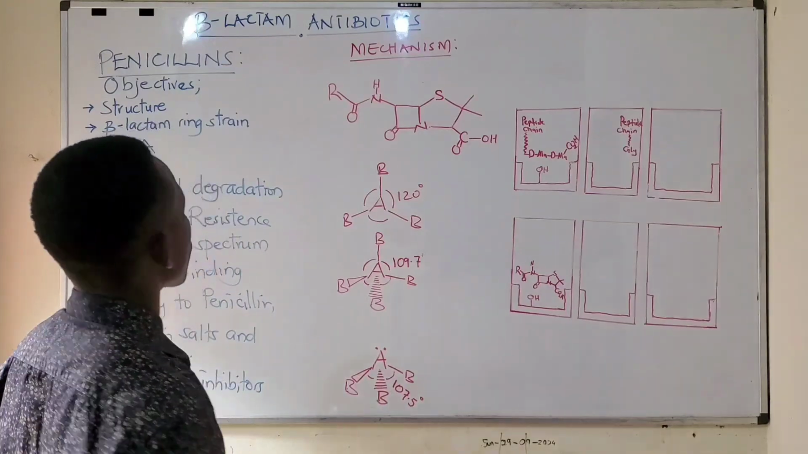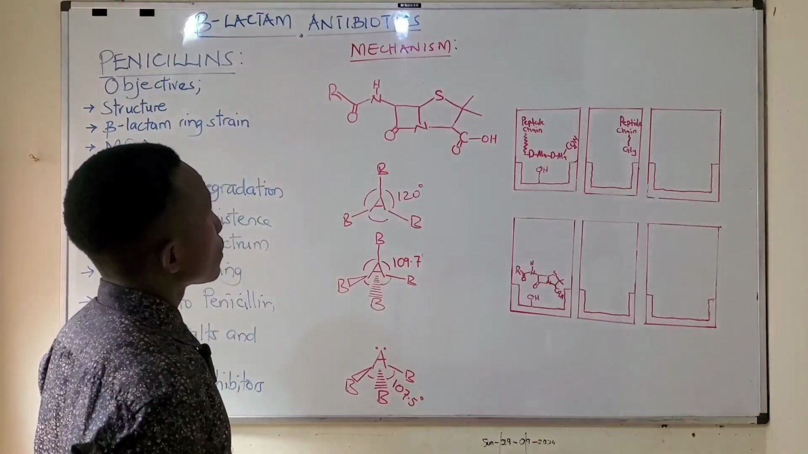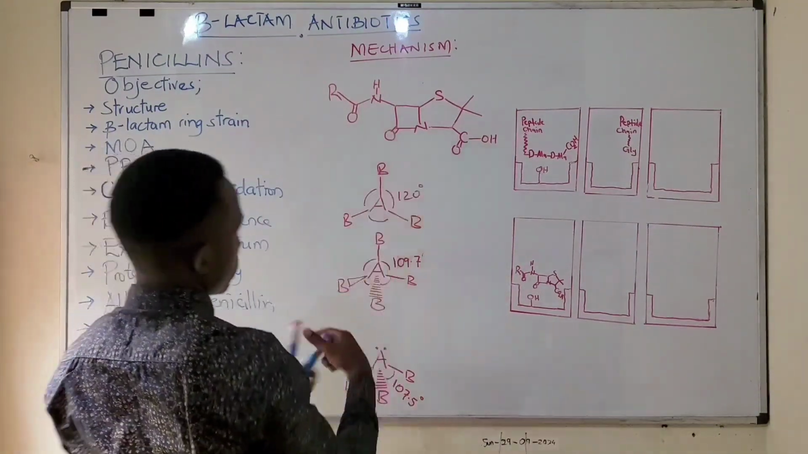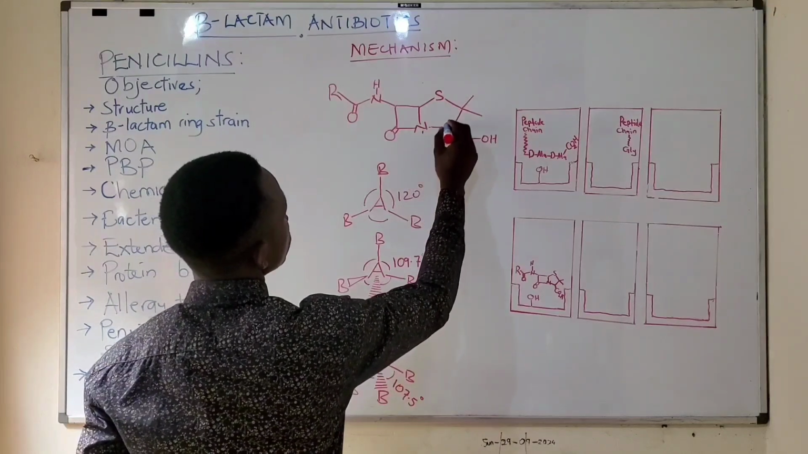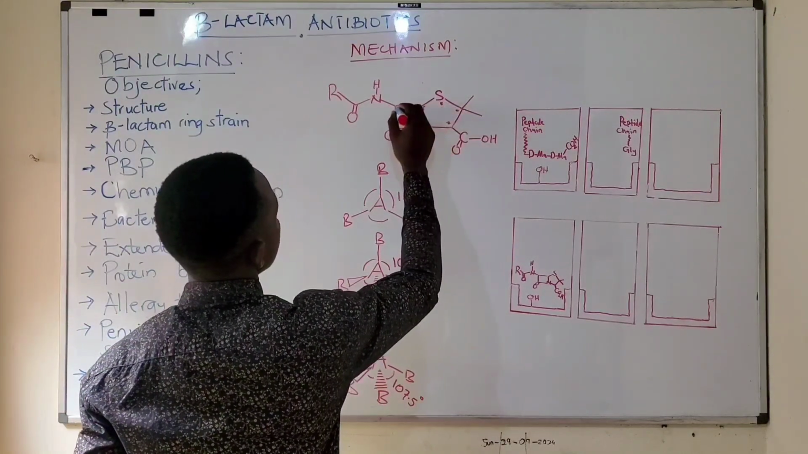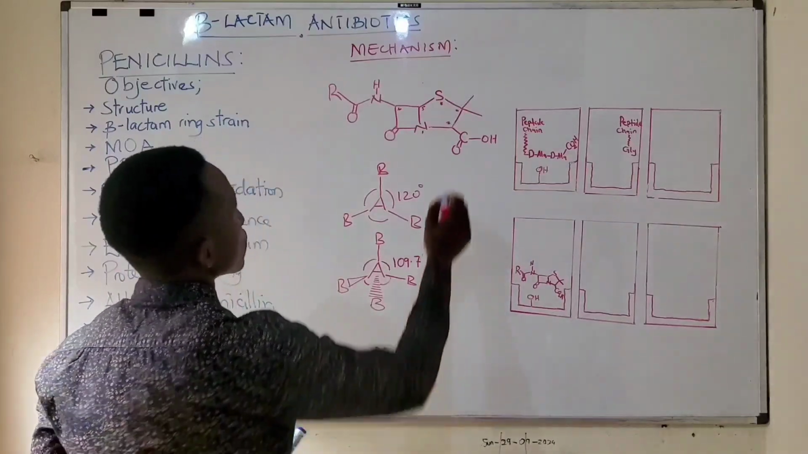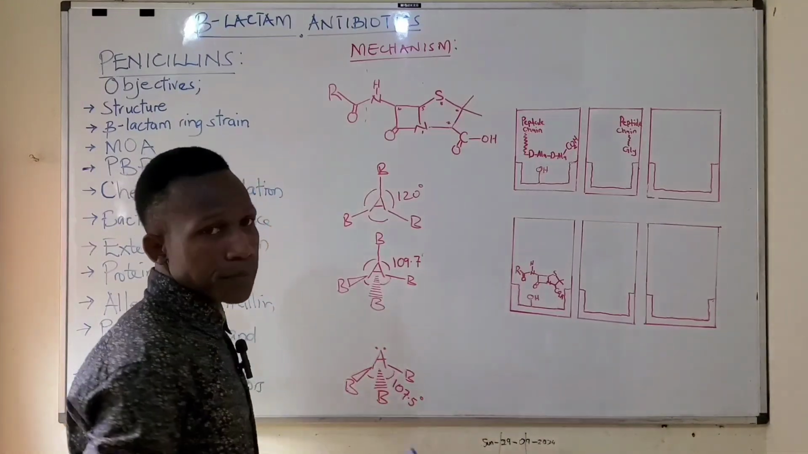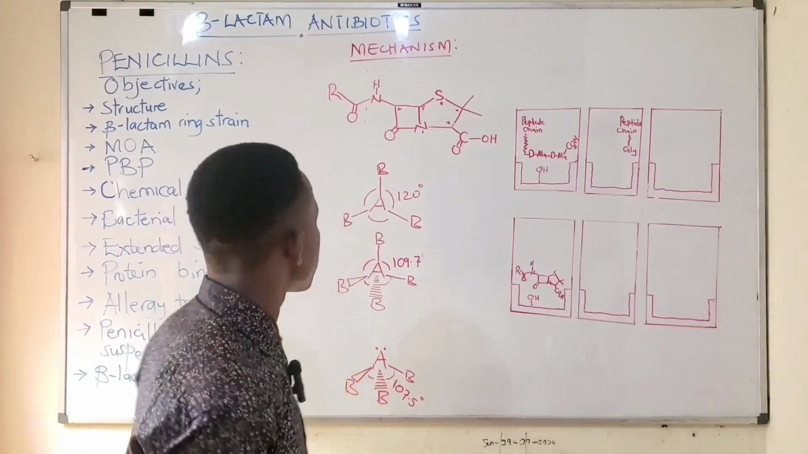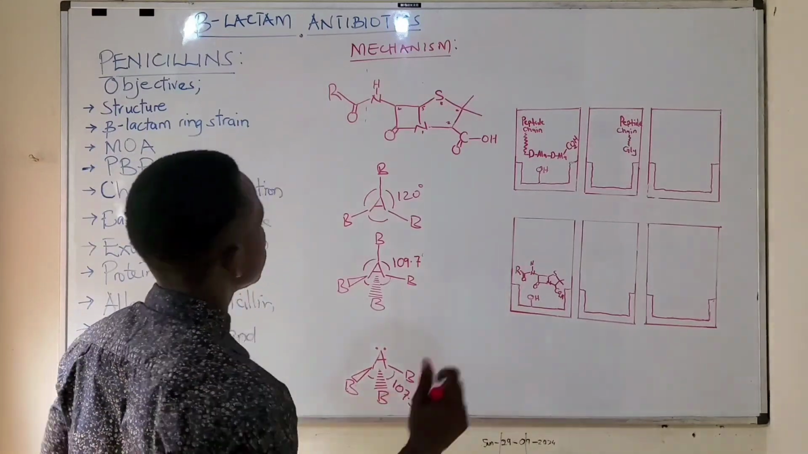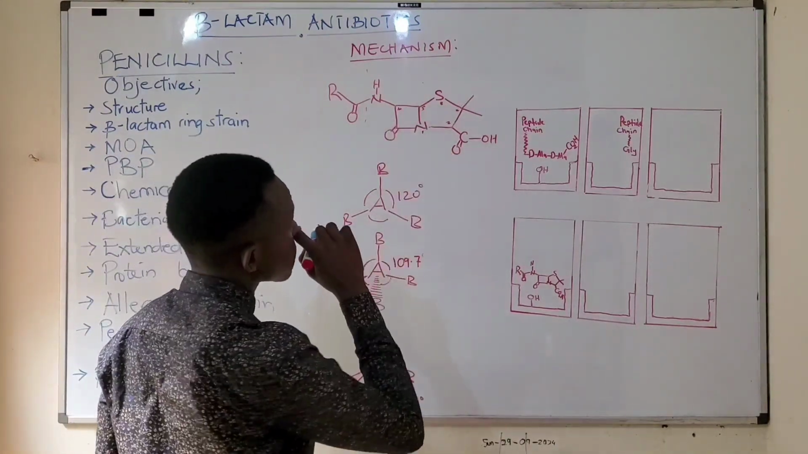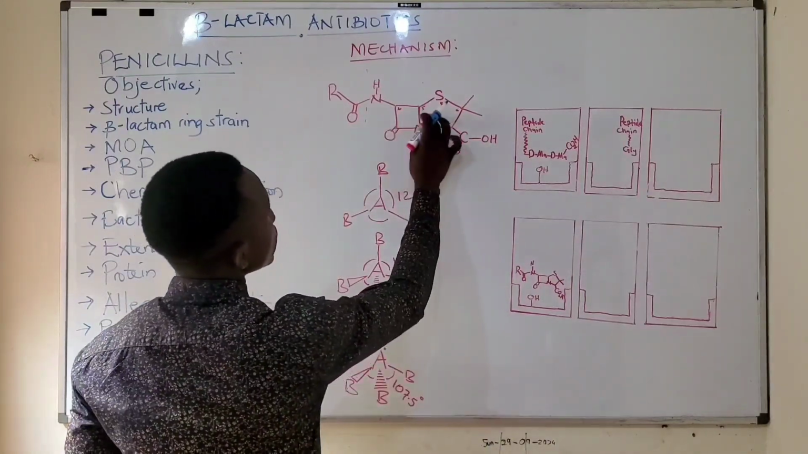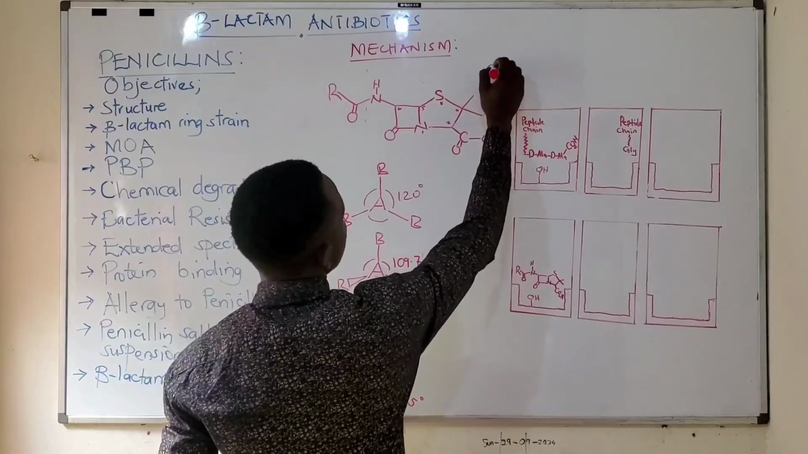Let's begin now. Concerning the structure of penicillin, this is the general structure of penicillin. We're counting from this one: 1, 2, 3, 4, 5, 6. So this structure from here is 6-aminopenicillanic acid. That 6-aminopenicillanic acid has a beta-lactam ring and a thiazolidine ring. These two rings together make up a penam ring.